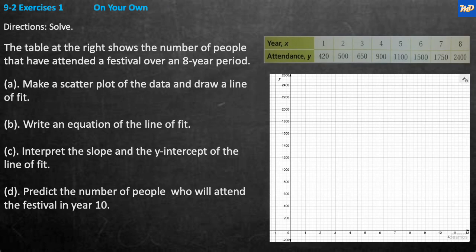Exercise 1. On your own, you're going to try this and just see how it turns out. It says the table at the right shows the number of people who have attended a festival over an 8-year period. Each year, they're telling you how many people attended the festival. Make a scatter plot of the data and draw a line of fit.